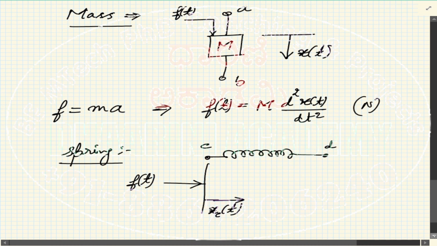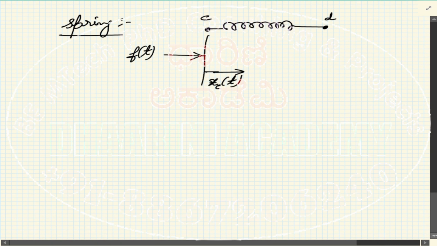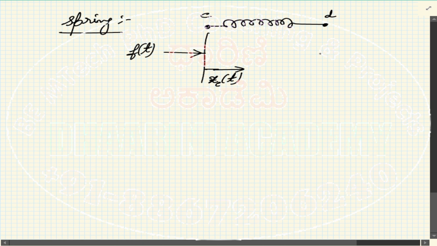But you consider the spring, right? Spring, yes. In the sense C may move more compared to the other end D, correct? So this D has a completely different movement or a completely different displacement, right? So I call that xD of t, or x1 x2, doesn't matter.